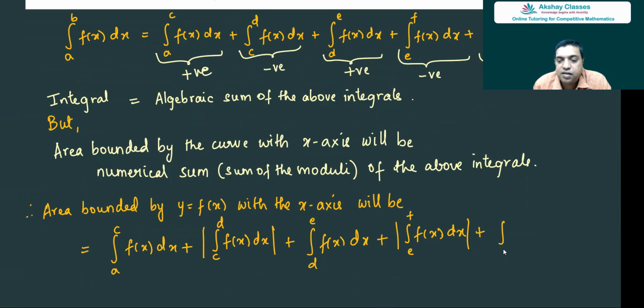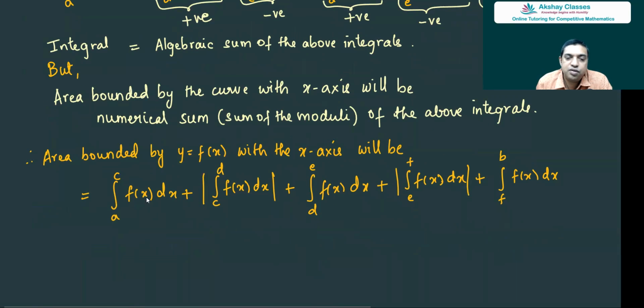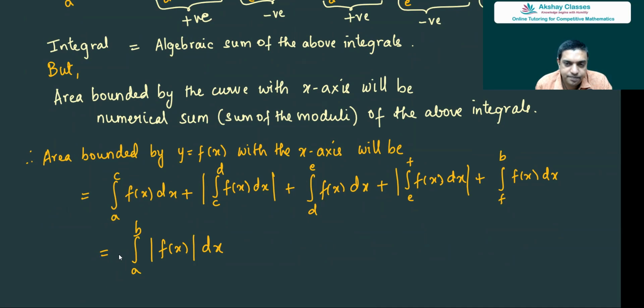Plus integral of f of x dx. Okay, this is positive. So together we can simply write integral from a to b of modulus of f of x dx. This will take care of the entire thing.